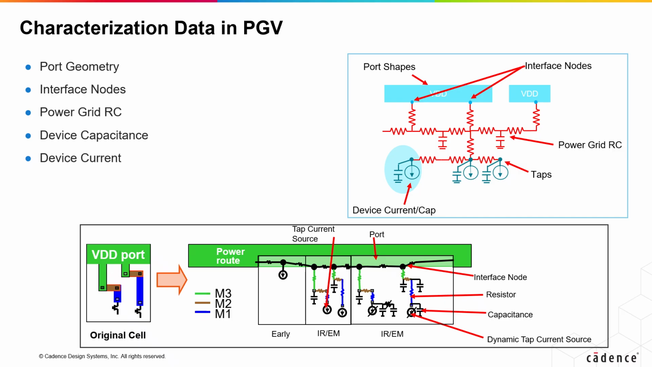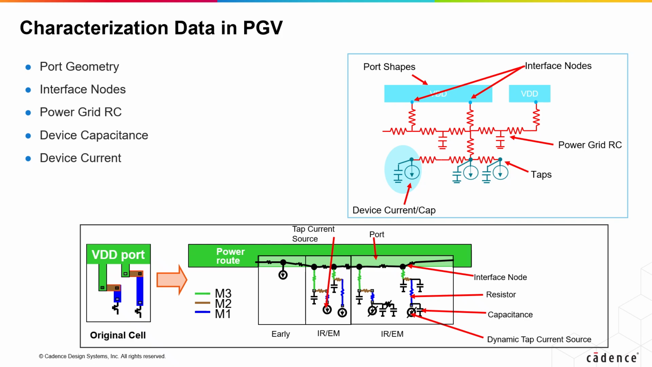Voltus analysis uses power grid views to define the electrical characteristics of blocks of a design. These power grid views contain resistor, capacitance, and current information, which is used to model the block for power grid analysis. The PGVs are characterized with port geometry, interface nodes, power grid RNCs, device capacitance, and device current.